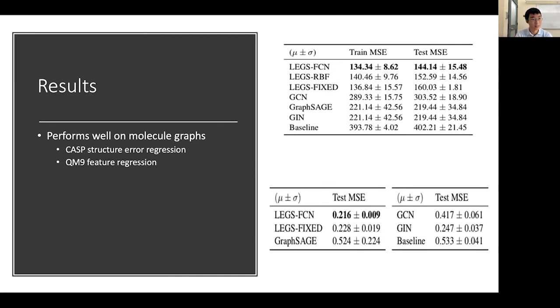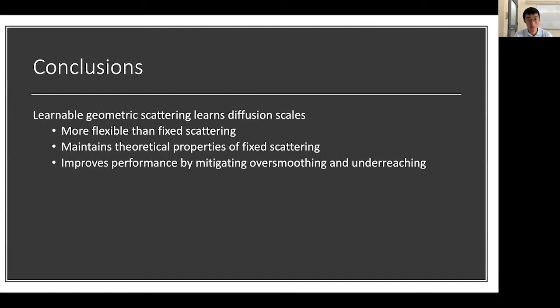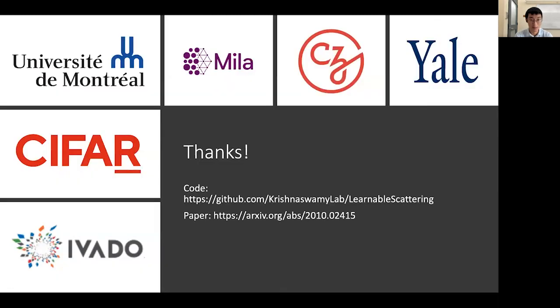So in conclusion, we presented a learnable scattering network which can learn the diffusion scales. And so this is more flexible than fixed scattering, but maintains the theoretical guarantees. And it has improved performance by mitigating some of the problems of oversmoothing and underreaching that are present in graph convolutional networks. Thanks for listening.